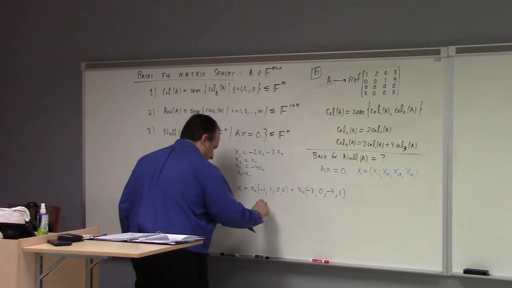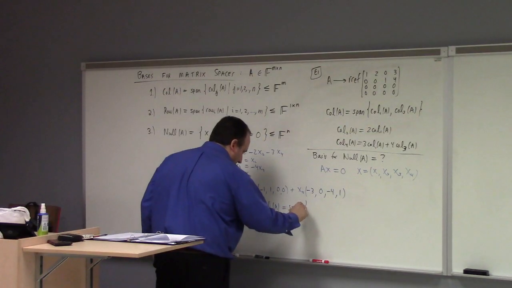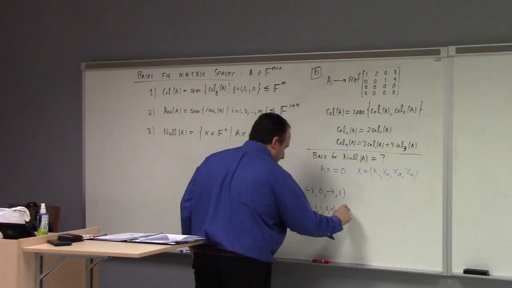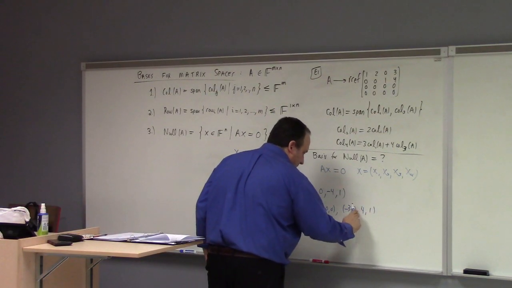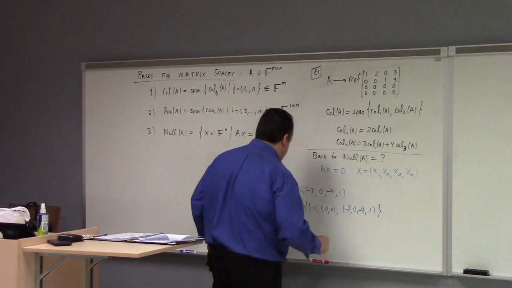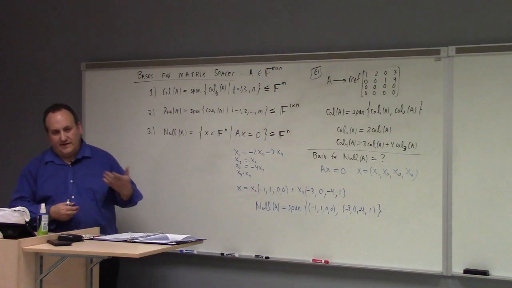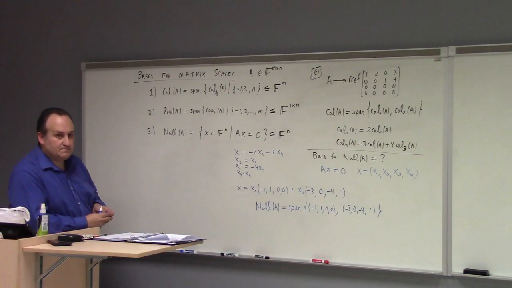And so my null space is the span of (minus 1, 1, 0, 0) and (minus 3, 0, minus 4, 1), if I haven't made a mistake. So the point is we have to write down the solution to the homogeneous equation, factor out the parameters, and the vectors which remain form the basis for the null space.